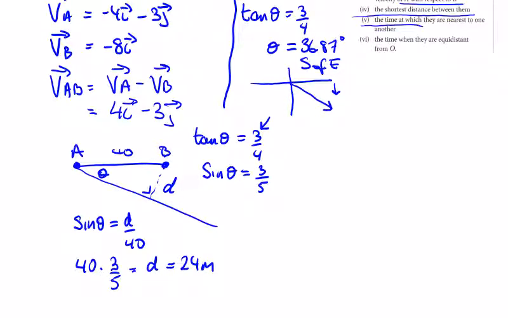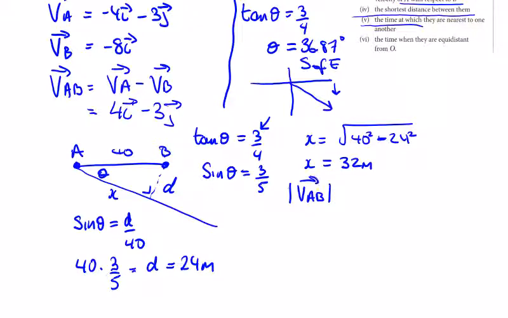Next one, the time at which they're nearest each other. We need to get this x along here. So x is going to be the square root of my hypotenuse squared minus my shortest distance squared, which is 32 meters. The magnitude of the velocity of A relative to B is 5, from our 3 and our 4. So 32 divided by 5 is 6.4 seconds, the time at which they're nearest one another.